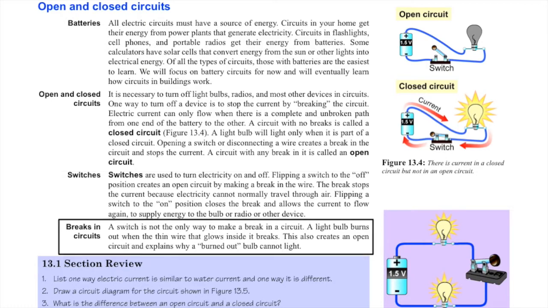Breaks in circuits. A switch is not the only way to make a break in a circuit. A light bulb burns out when the thin wire that glows inside it breaks. This also creates an open circuit and explains why a burned out bulb cannot light.